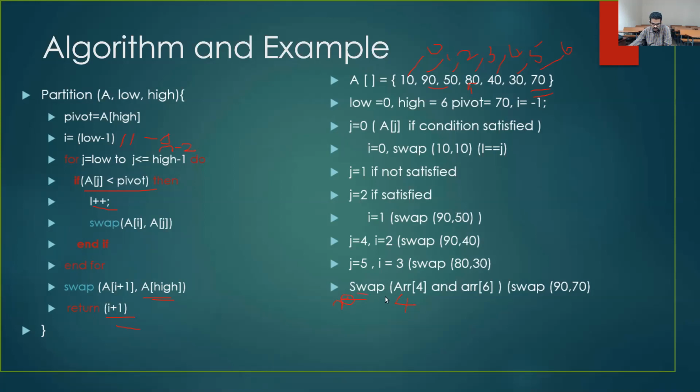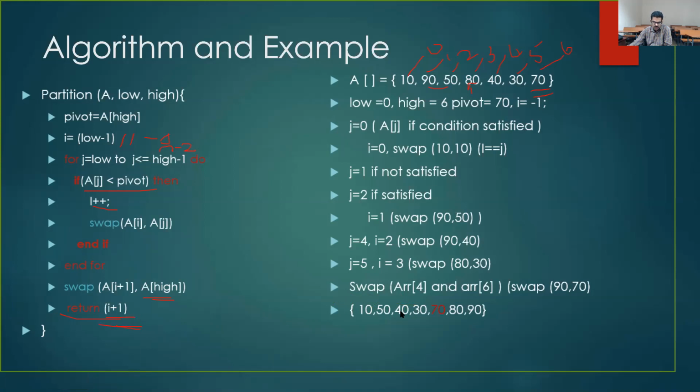The value returned is 4. That is this return statement. So that's the partition function. So what we have here is, after this partition being done, look at the array content, it will be like this.